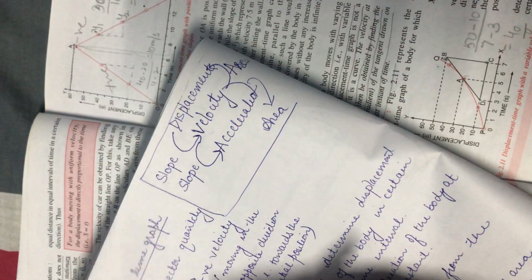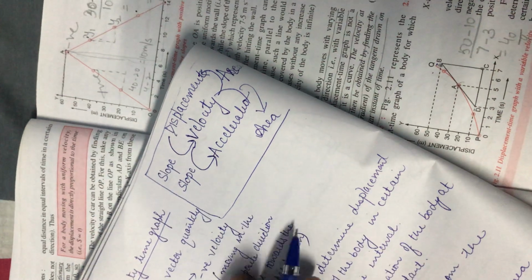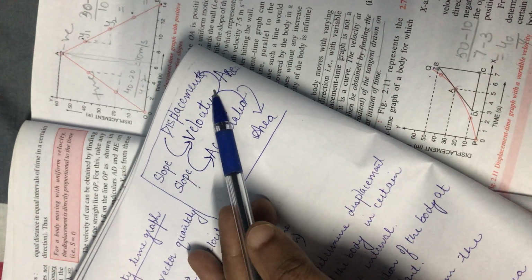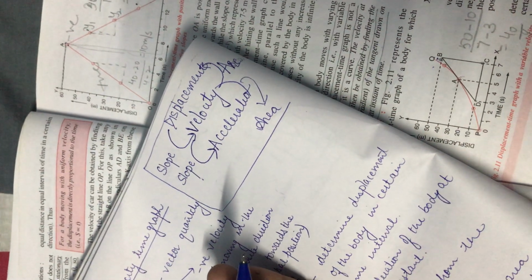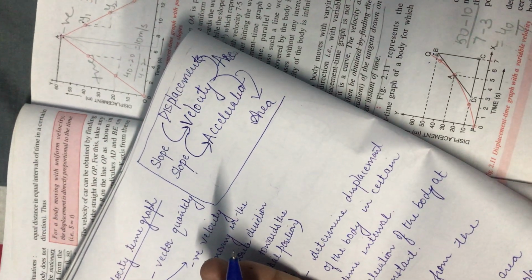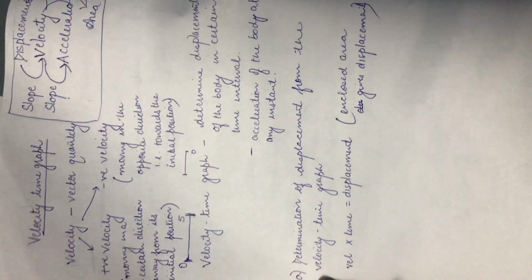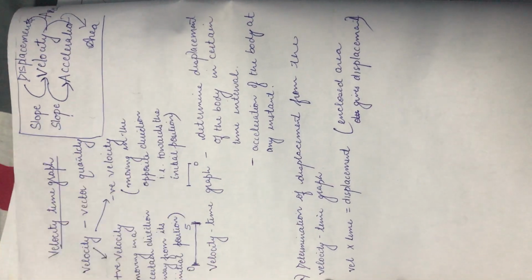So please take care of this: from the velocity graph, when you find the slope, you will get acceleration, and when you find the enclosed area, you will get the displacement. In your book it is also written that from the velocity time graph we can determine the displacement of the body in a certain time interval, and the acceleration. Now we are going to start with determination of displacement from the velocity time graph.